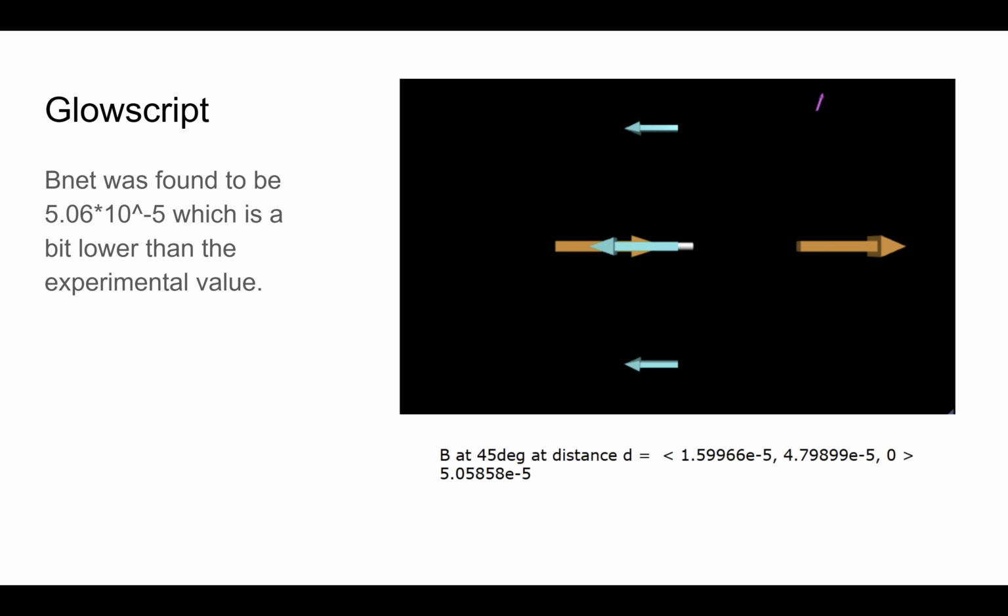BNet was found to be 5.06 times 10 to the negative 5th, which is a bit lower than the experimental value. You can see the direction of the magnetic field here. The blue ones are perpendicular and the orange ones are parallel.